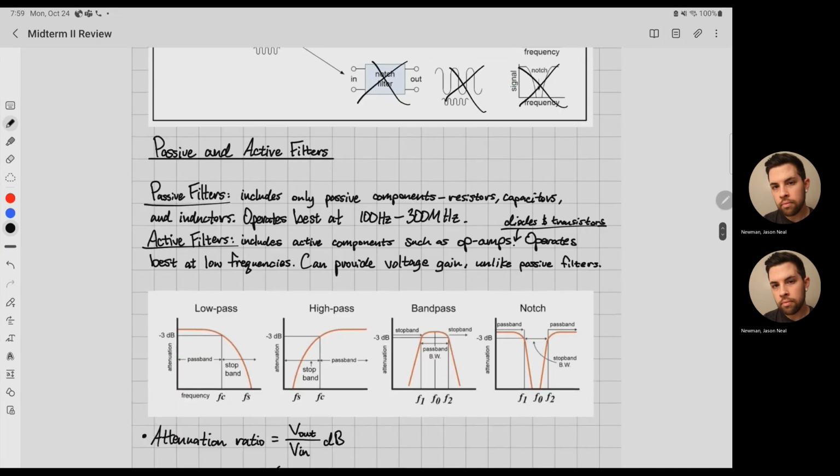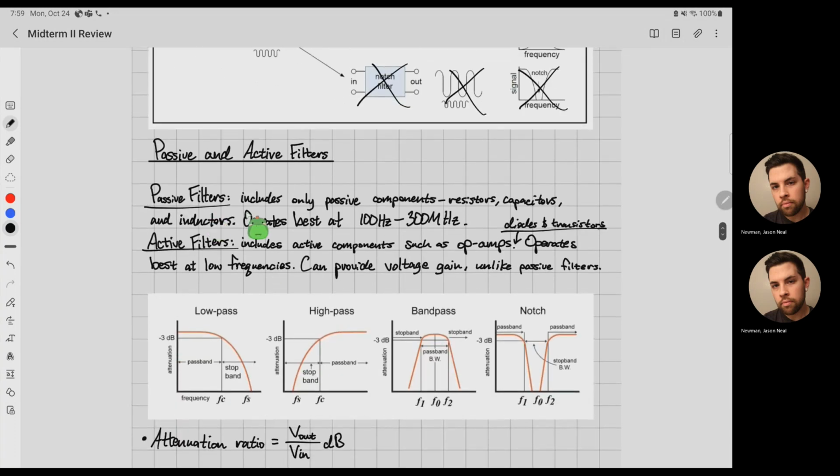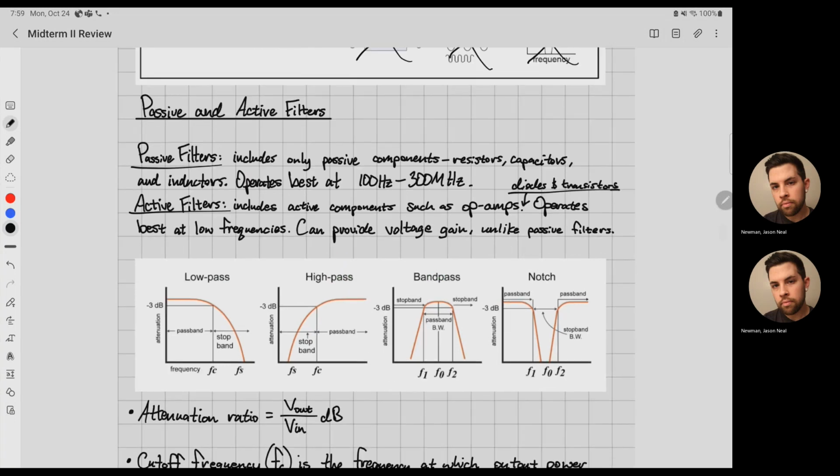So there's two types of filters: passive and active. A passive filter only includes passive components like resistors, capacitors, and inductors, and operates best at lower frequencies, 100 hertz to 300 megahertz. And then active filters include active components such as op amps, diodes, and transistors, operate best at lower frequencies than 100, and can provide voltage gain.